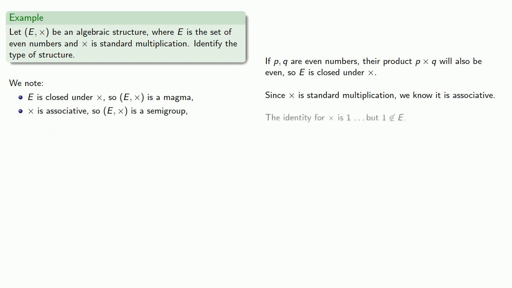Now, the identity for multiplication is 1, but 1 is not an element of E. It's not an even number. And since E times does not include the identity, it is not a monoid.